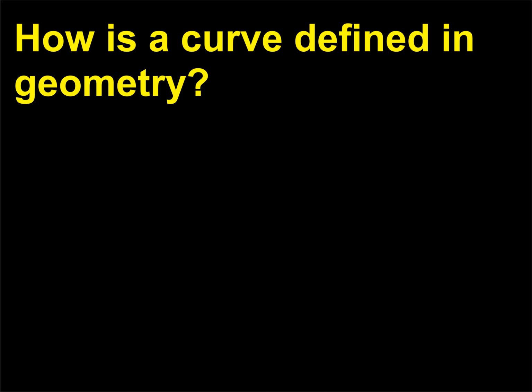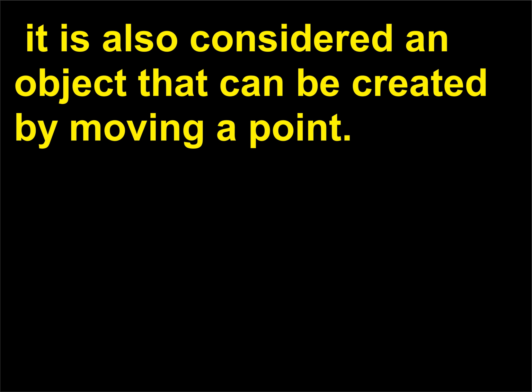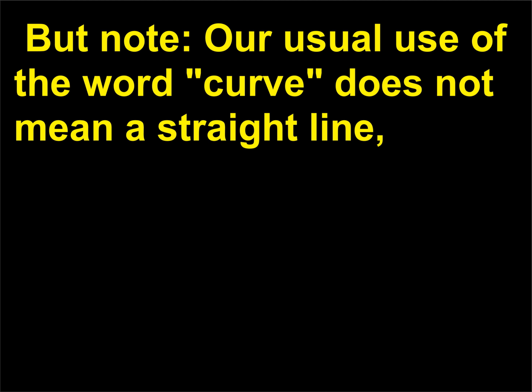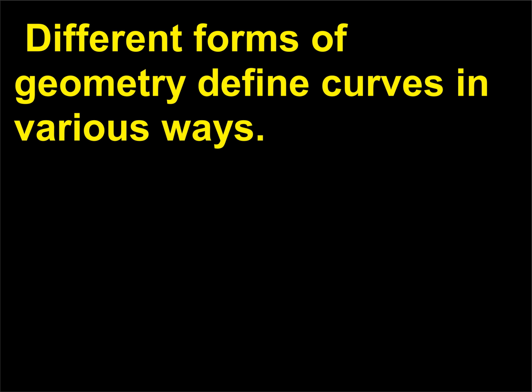How is a curve defined in geometry? A curve is a continuous collection of points drawn from one-dimensional space to n-dimensional space. It is also considered an object that can be created by moving a point. But note, our usual use of the word curve does not mean a straight line. But in mathematics, a line or triangle is often referred to as a curve. Different forms of geometry define curves in various ways.